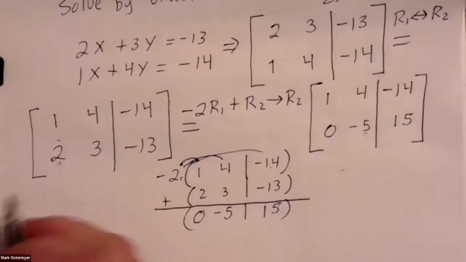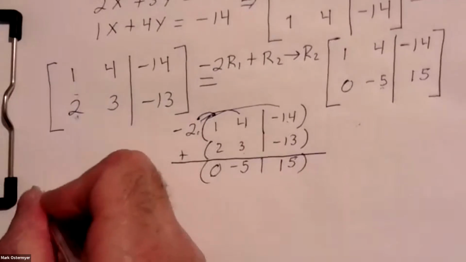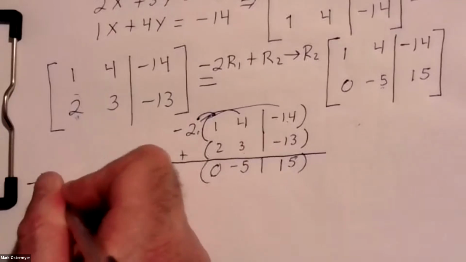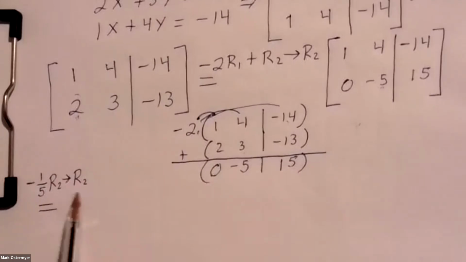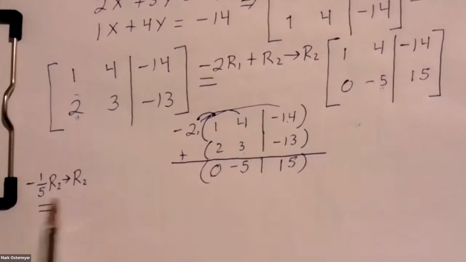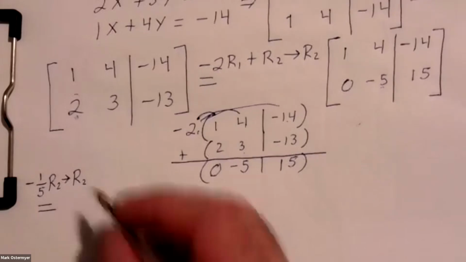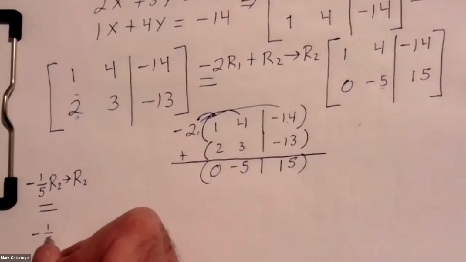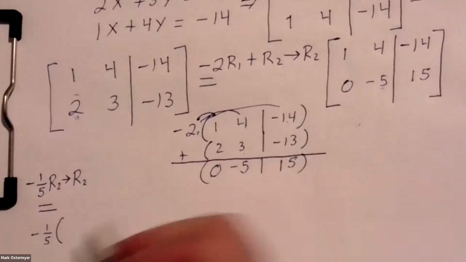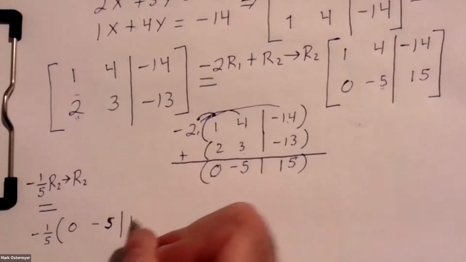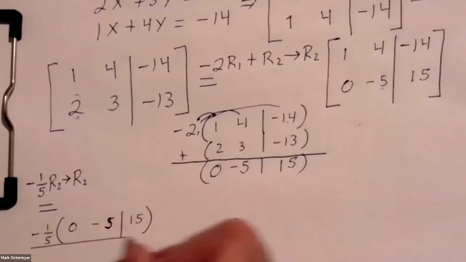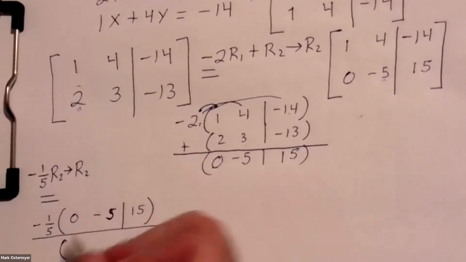I'm going to take row 2 and multiply it by -1/5 to form a new, equivalent row 2. That's a valid elementary row operation. You can always multiply any row by a non-zero constant. So we're going to take -1/5 and multiply it by row 2, which is to say by 0, -5 rather, and 15. And by doing that, we're going to form a new equivalent row 2.